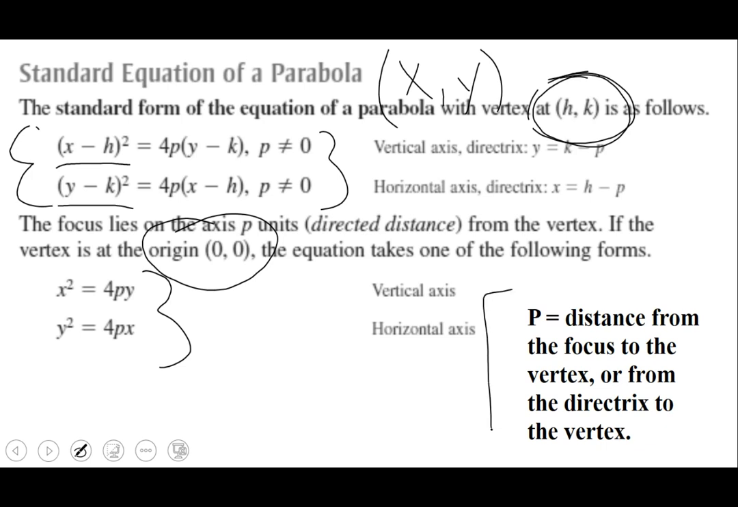And then p, make sure you understand that p, which is found here, is the distance from the focus to the vertex, and it's also the distance from the vertex to the directrix. If you want to see the vertex, the focus, and the directrix a little bit more in action and what happens when you have different values of p, I strongly recommend you go to that Desmos site that I posted, because I think that it's a good way for you to get a very clear visual.